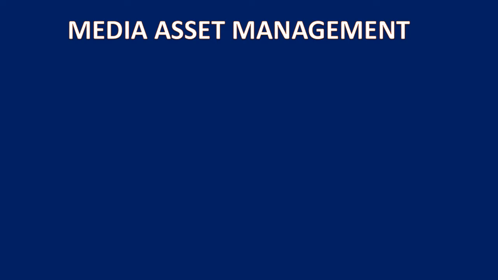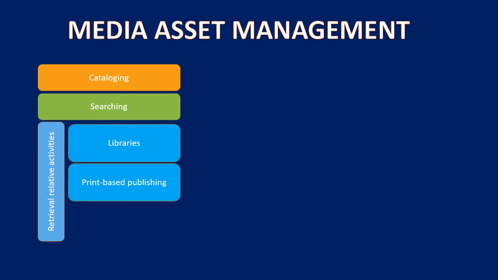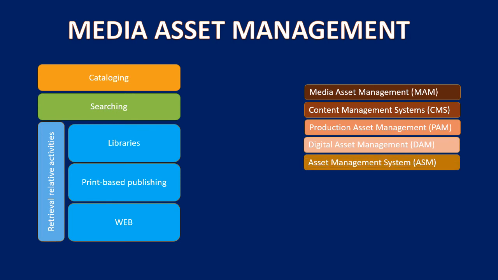The terminologies have emerged from various segments of cataloging, searching, and retrieval-related activities, such as libraries, print-based publishing, and the web. Media asset management, content management systems, production asset management, digital asset management, and asset management systems, which generally include audio, video, and images. In other words, media asset management in a digital environment. We will touch upon the parallels found in web systems, but that topic is a much broader one that will not be addressed in depth.